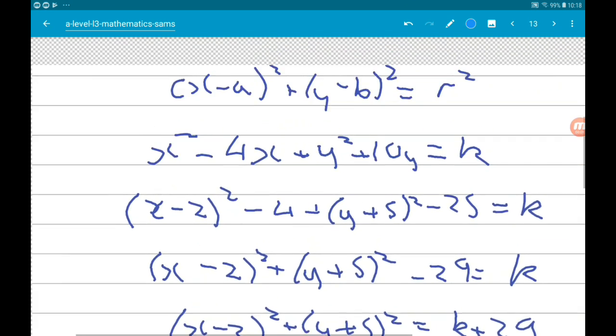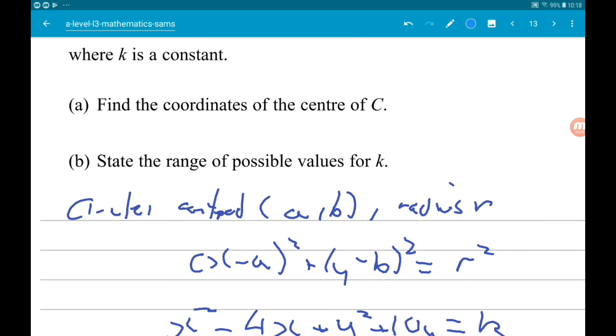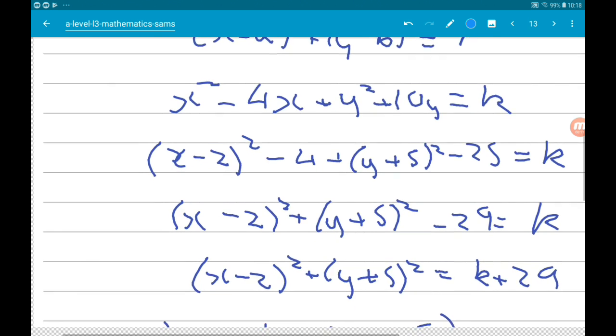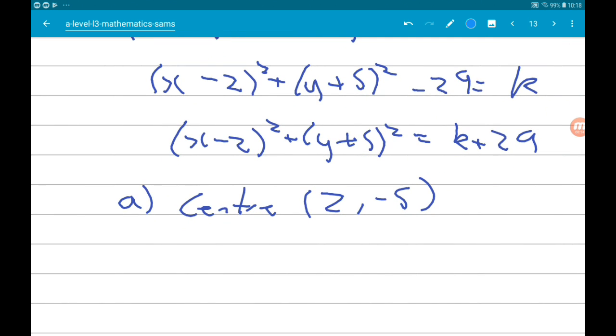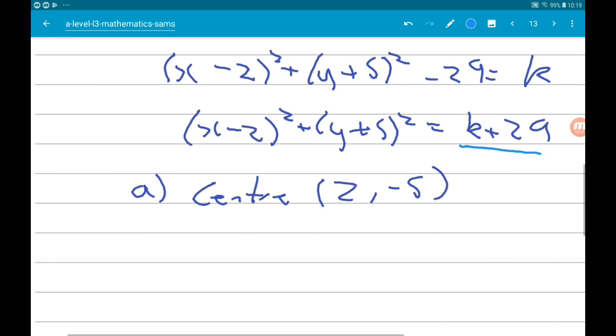Okay, then part B wants us to state the range of possible values of k. Okay, so we know on the right, when we now have k add 29, that is the radius squared. Now that means then that k add 29 must be greater than 0.